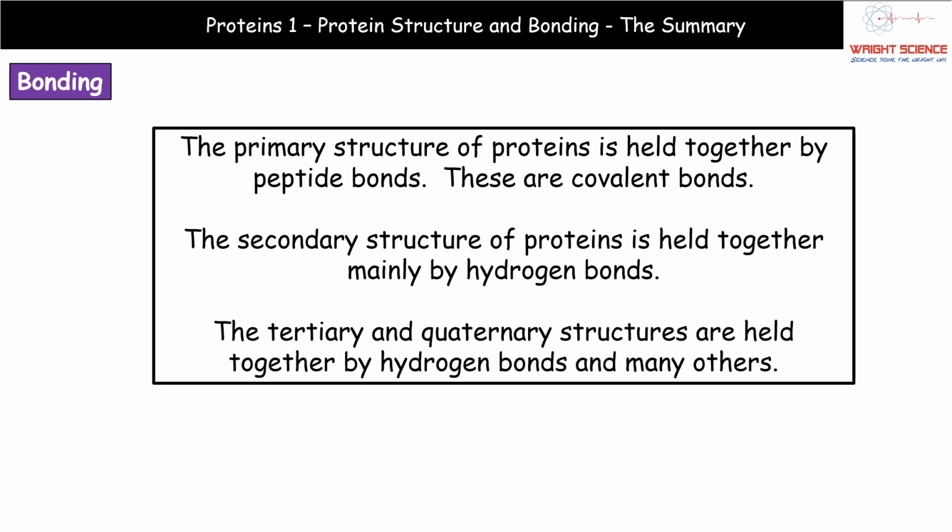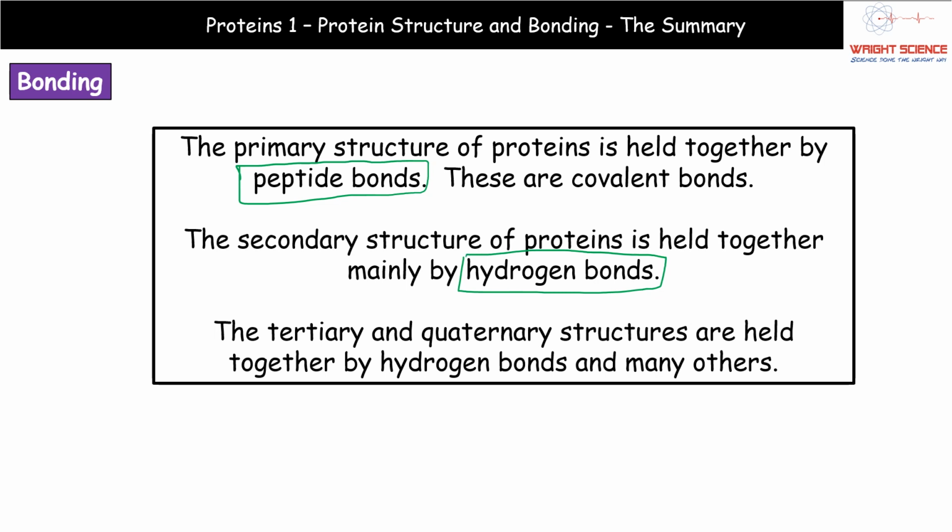First of all then, primary structure. Remember, your primary structure is the sequence of amino acids. So we're looking at a single chain of amino acids. That is the peptide bond, because between each amino acid we find peptide bonds holding them together. So primary, peptide. Secondary structure, alpha helix or beta pleated sheet. This is all held by hydrogen bonds.